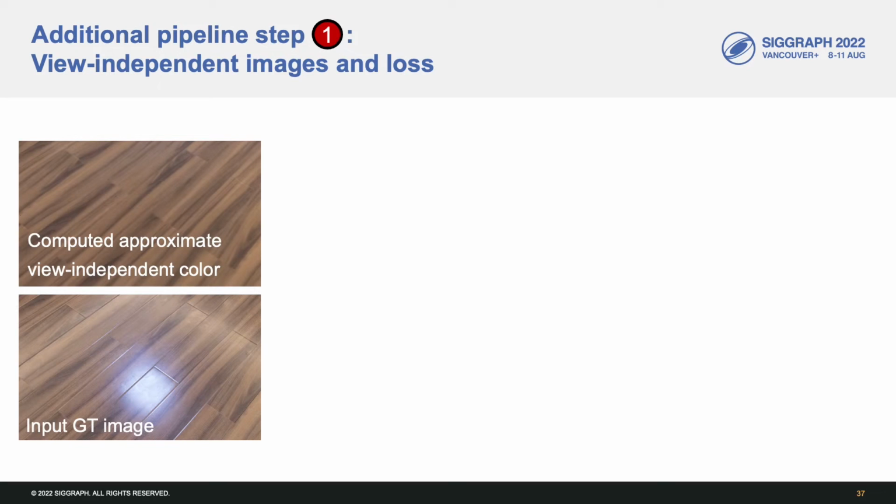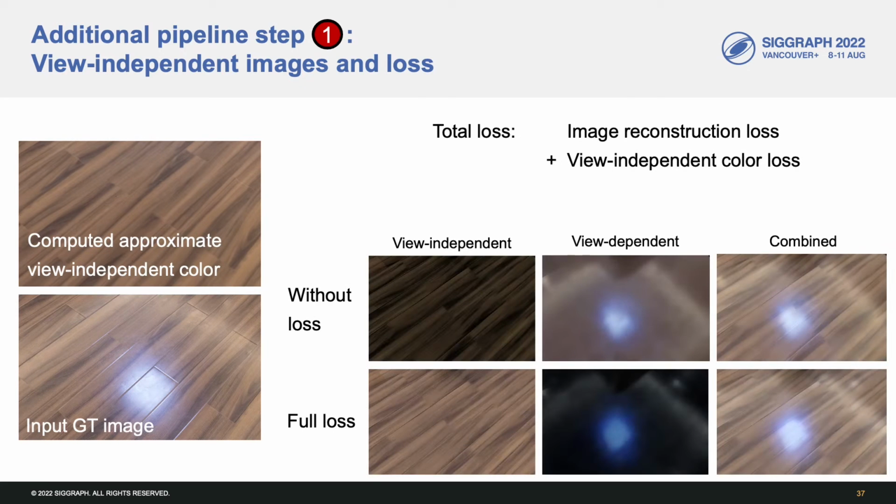The first concerns how to enforce that the appearance decomposition is meaningful. Given the global mesh, we can compute approximate view-independent or diffuse appearance images by angle-weighted averaging of the input images at each surface point. Then, along with an image reconstruction loss, we also penalize the loss between these approximate diffuse images and the output of the view-independent MLP. In this figure, we can see that this helps to remove the wood floor coloring from the view-dependent MLP's output.